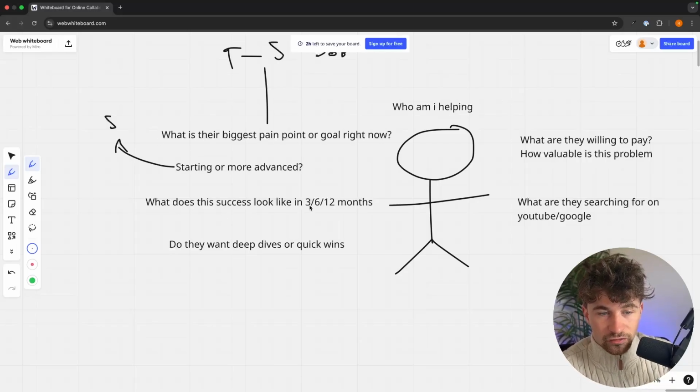Now, what does their success look like in 3, 6, or 9 months? We want a solid goal here. Whether it's 3, whether it's 6, whether it's 9, whether it's 12 months, people want to be able to both quit their job. This is going to be the first thing. And they also want to make probably about 10K per month. This is the main goal that people want to get to when starting their online business.